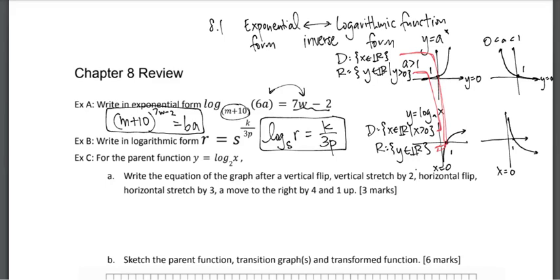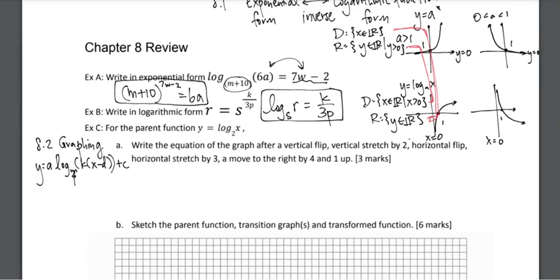8.2 is graphing. This graphing is not that different from chapter 1. The only thing is that you're not given a parent function. You're not given all the points of the parent function. You're going to have to figure out those points. So we have a new parent function, y equals a log base m of k(x minus d) plus c. And those points will change depending on what your base is.